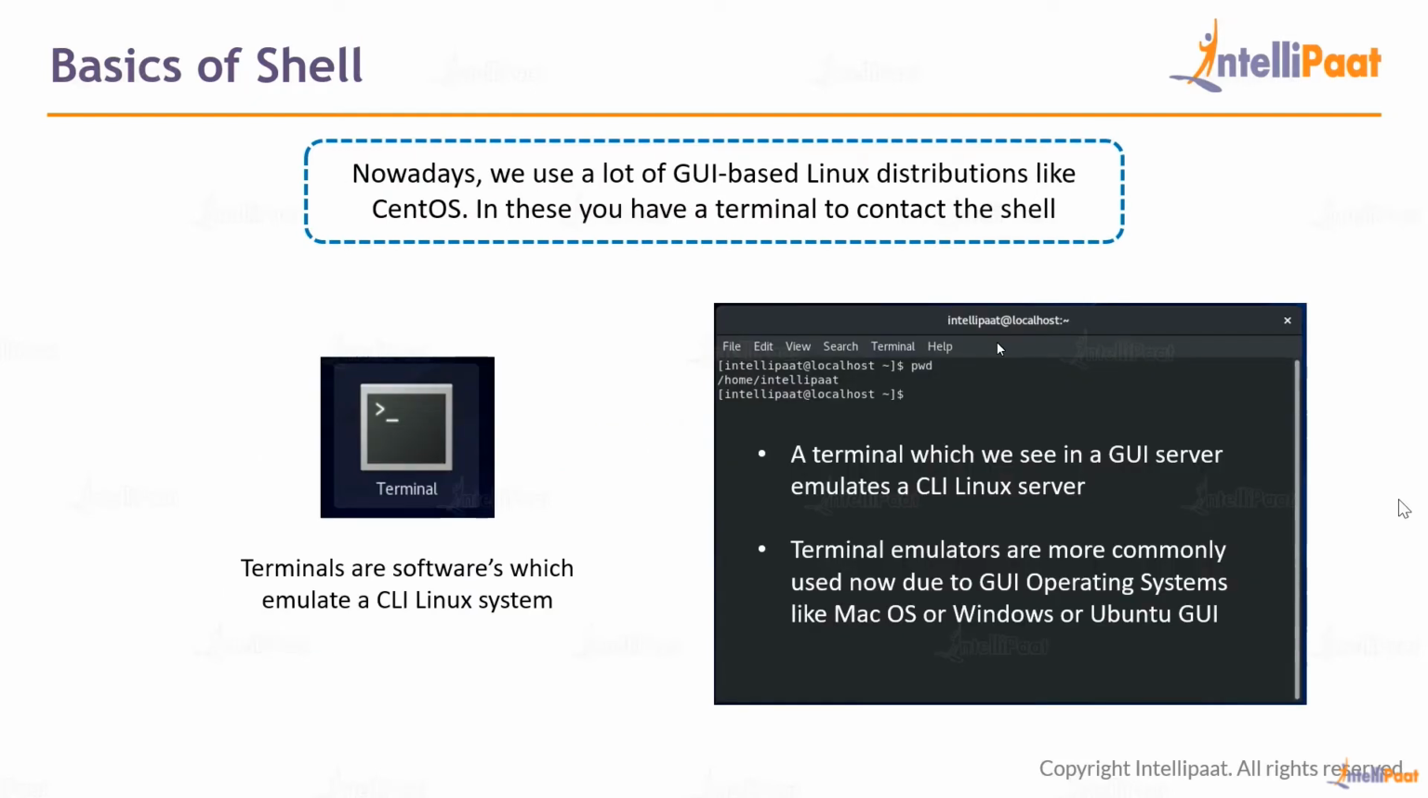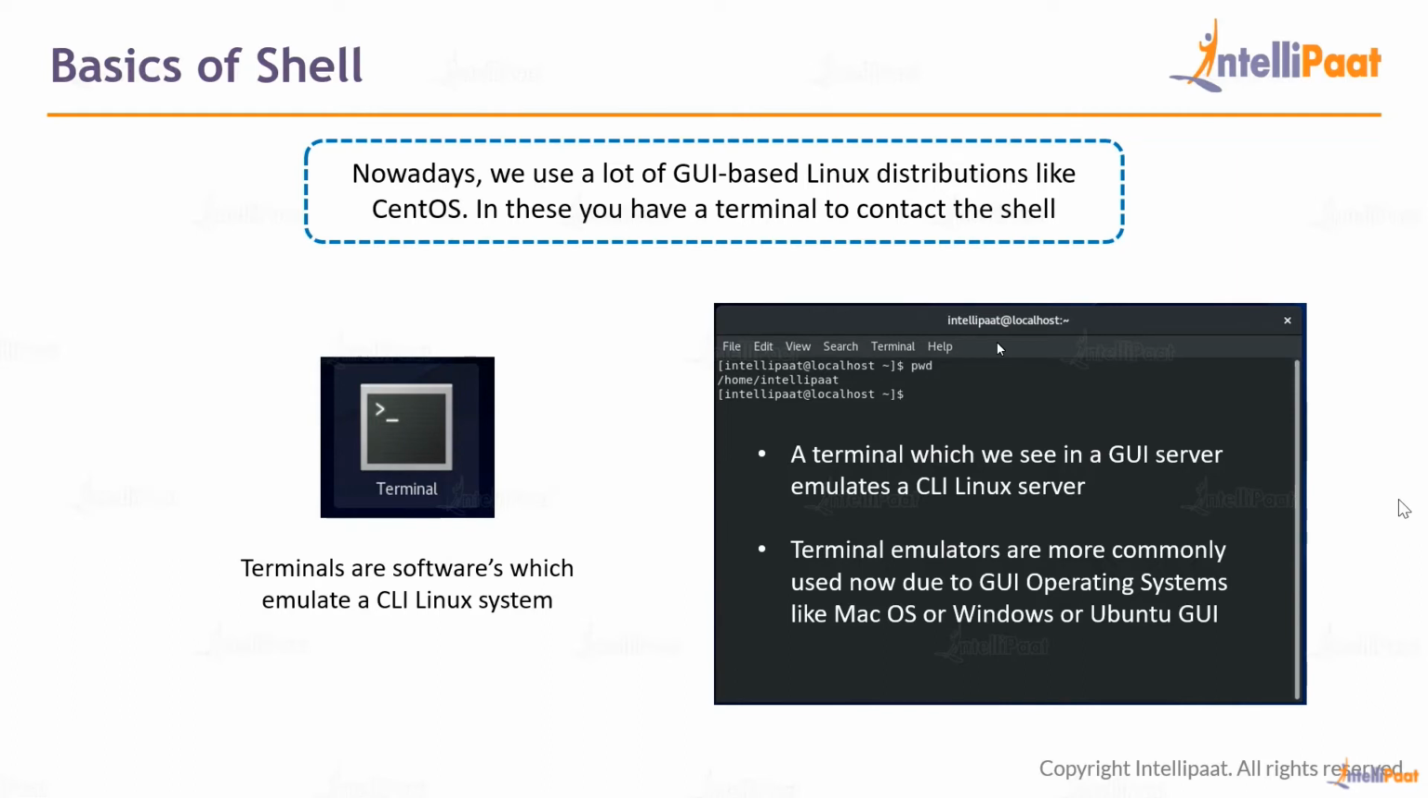Moving ahead, nowadays there are a lot of graphical user interface based Linux systems. Even CentOS is a graphical user interface based system. There is also a CentOS server, which is a command line interface, but there is also a graphical user interface. Like CentOS, there is Ubuntu, there is Red Hat, there is Debian, and there is Kali Linux. There are a lot of Linux distributions which have GUIs.